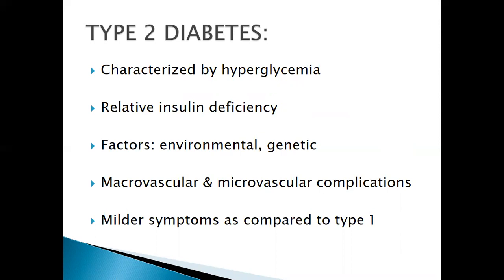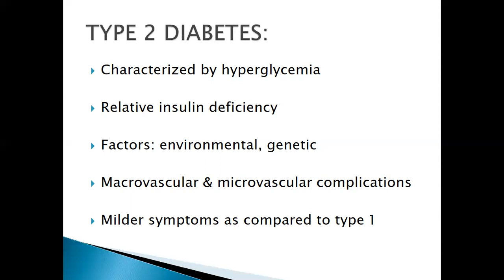So there are many risk factors for type 2 diabetes. Number one, a very important risk factor is the genetic risk factor, such that if you have parents or relatives who are diabetic, you're more at risk of developing diabetes mellitus type 2 in the future. Another risk factor is the different environmental factors.